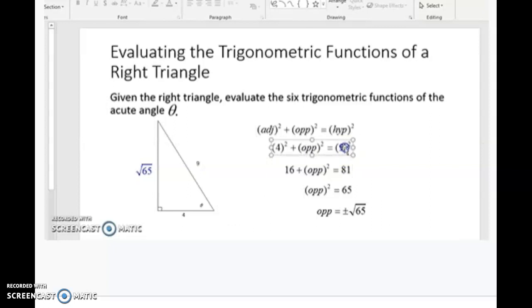By order of operations, we have to square first, so we end up with 16 plus the length of the opposite side squared equals 81. Solving for the unknown by subtracting 16 from both sides of the equation gives the opposite side squared equals 65. And therefore, the length of the opposite side is the square root of 65. Length is always positive. And as you can see, after solving, that length has been placed on the triangle in blue.